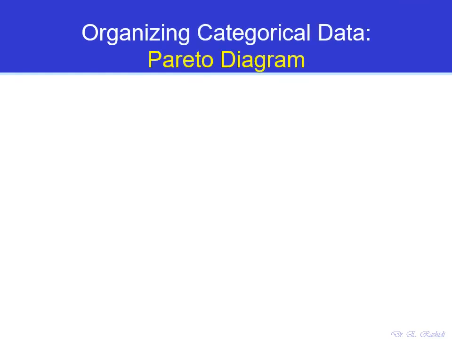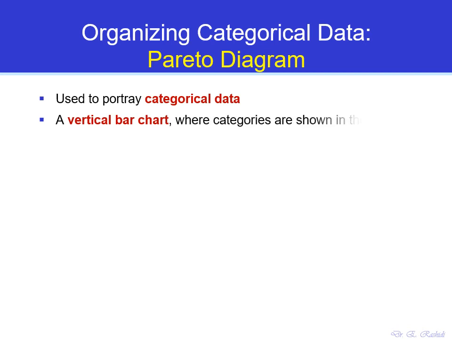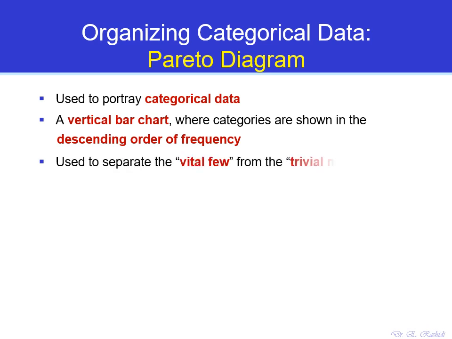Organizing categorical data using a Pareto diagram. What is a Pareto diagram? A Pareto diagram is a type of graph that is used to portray categorical data. It's like a bar chart, but a bar chart in which bars are placed vertically and also in a descending order of their sizes or the frequency of the category they represent. Pareto diagrams are used to separate the vital few from the trivial many. What does it mean? It means the very few categories that are high in frequency from the many categories that are low in frequency. Let's see an example.